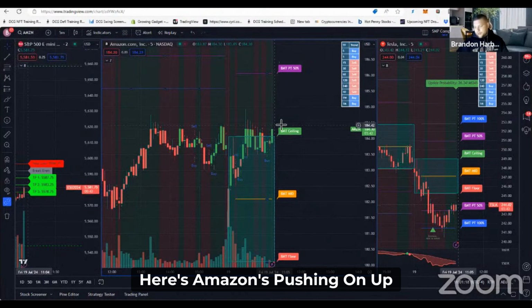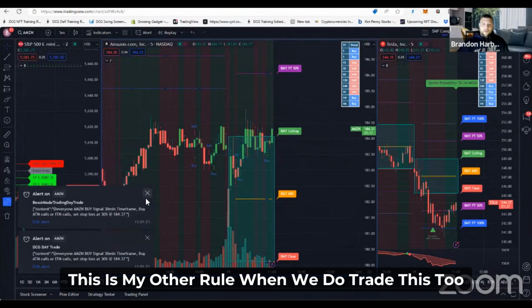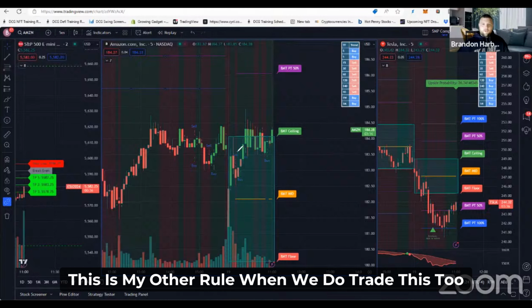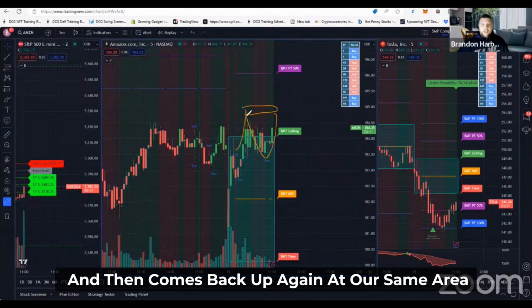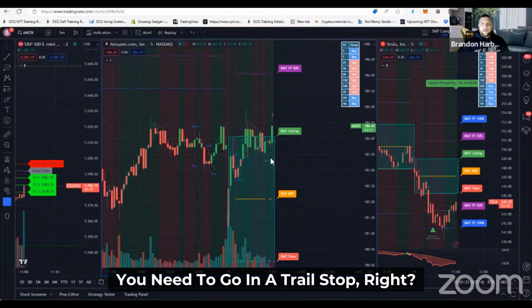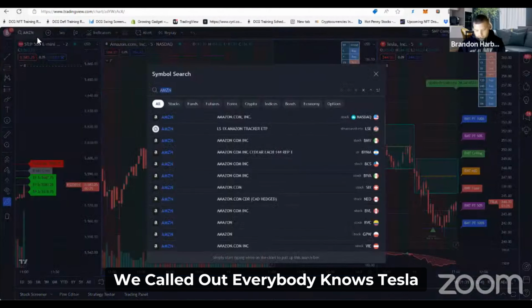Here, Amazon's pushing on up. If anybody is still holding it, and we do get back up here and you're still in it, this is my other rule when we trade this too. If we hold it, it comes up, comes back down, and then comes back up again at our same area, you need to go on a trail stop, right? So you're protecting yourself.